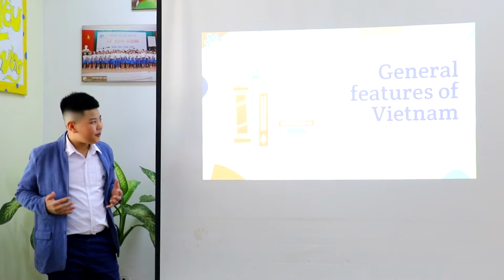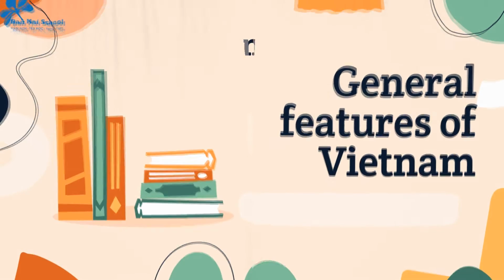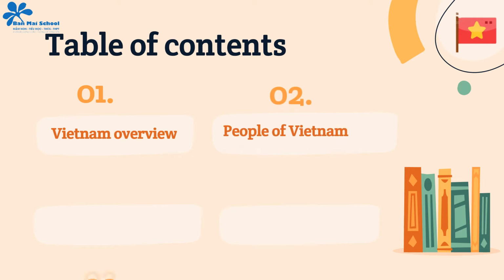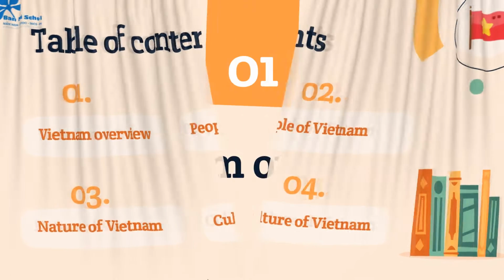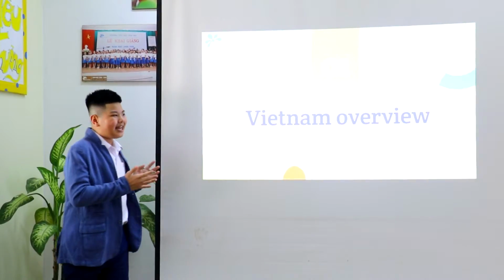Today, we'll present to you about general features of Vietnam. There are 4 parts in our presentation. 1. Vietnam overview. 2. People of Vietnam. 3. Nature of Vietnam. And 4. Culture of Vietnam. Now, I will invite Howling, a student from my class, to present to you about Vietnam overview.